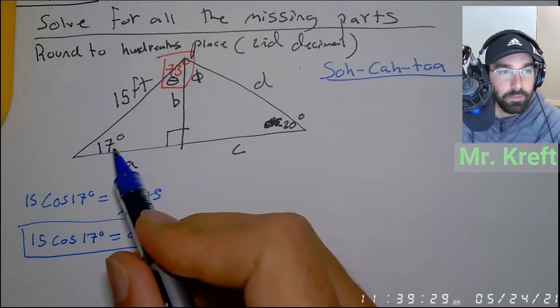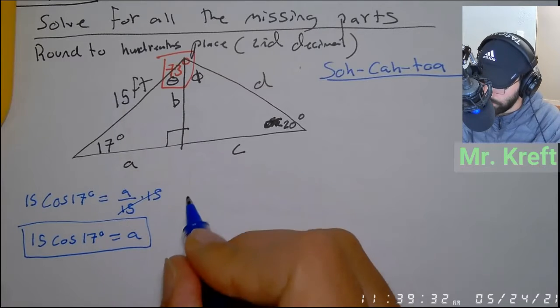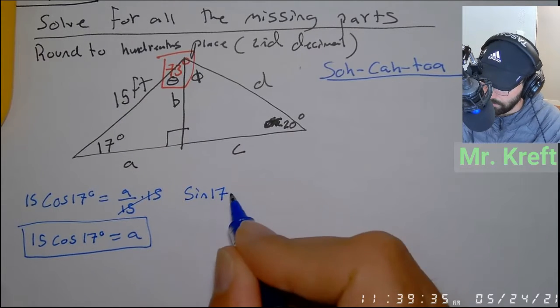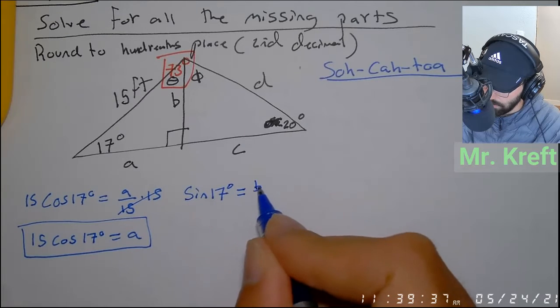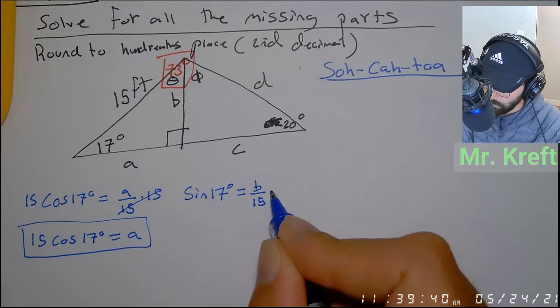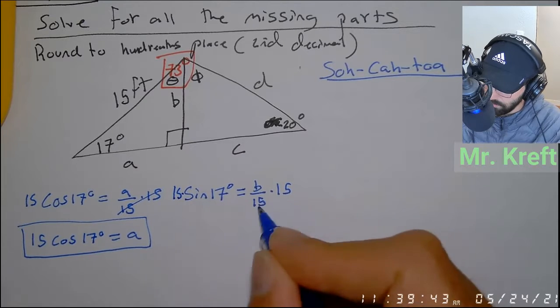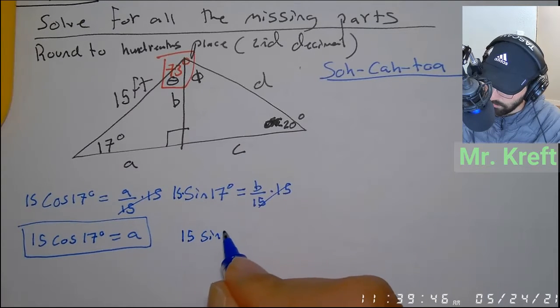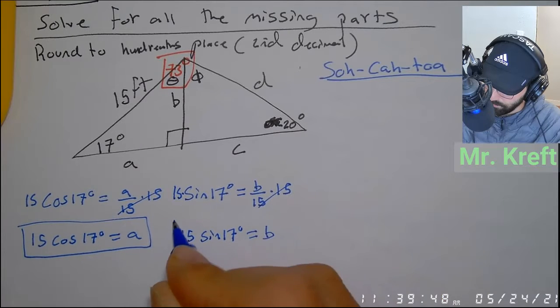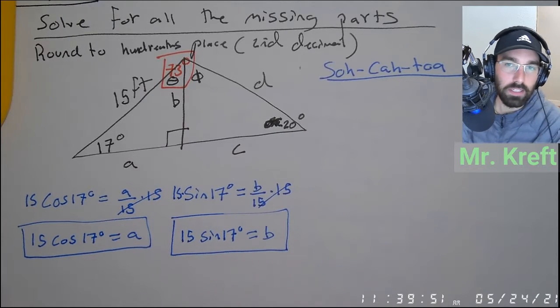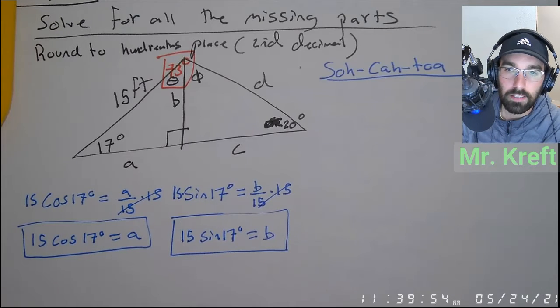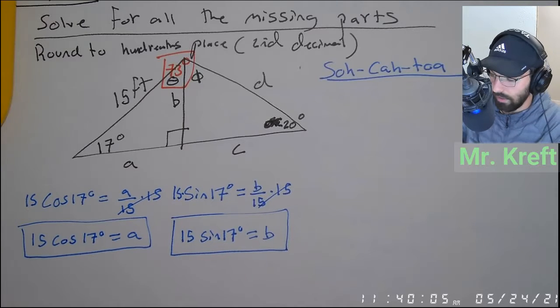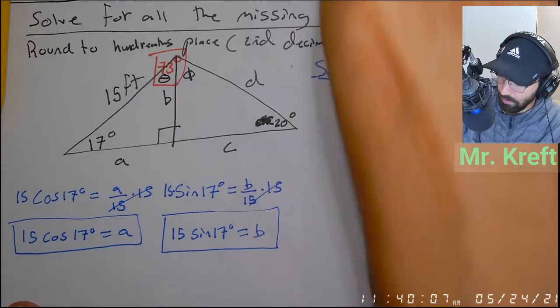Okay. And then if I want to find B, that is the opposite over hypotenuse. So that's going to be sine of 17 degrees equals B over 15. If I multiply both sides by 15, I get 15 sine of 17 degrees equals B. Okay, so those are my two exact numbers. Now again, to get the approximate, I would just type that into a calculator. I'm not going to spend time on that right now because that's just typing it into a calculator, right? I can have my algebra kiddos do that, and you guys can do that, okay?